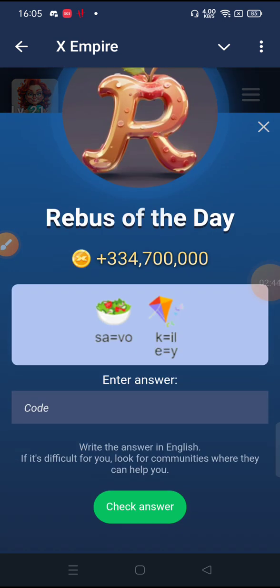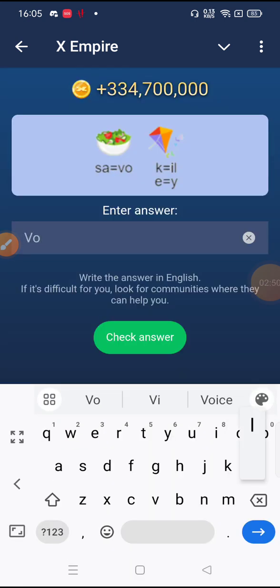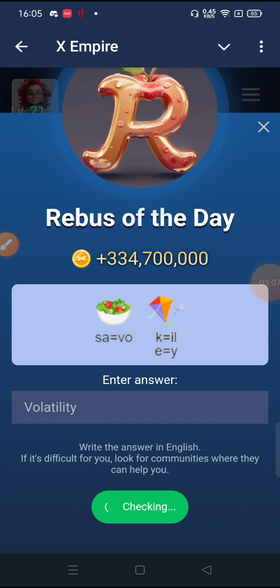Now Rebus code is volatility. Volatility. Yes. Now checking. Oh, come on. It's taking too much time.